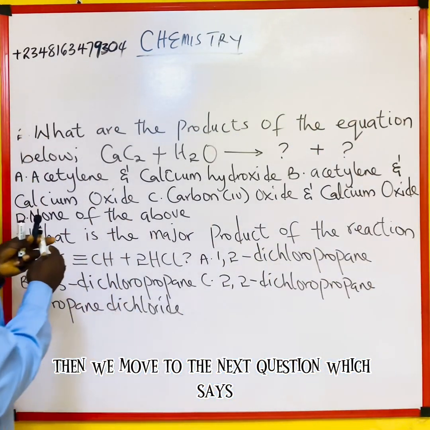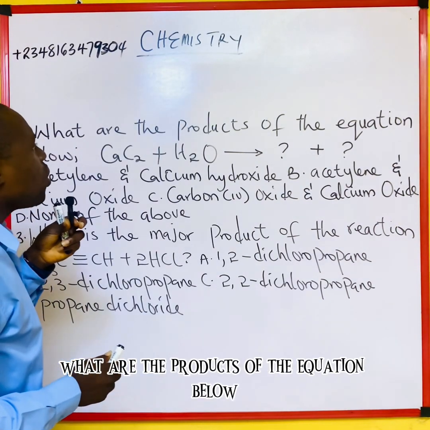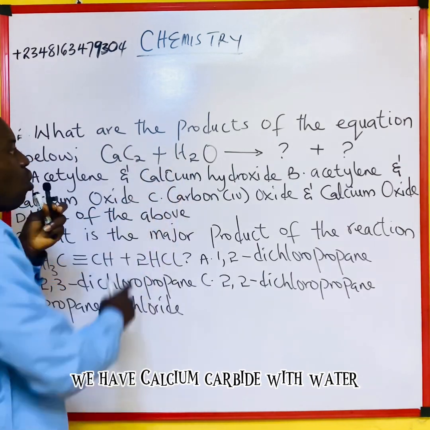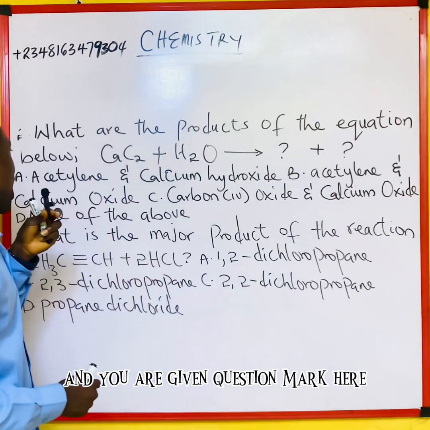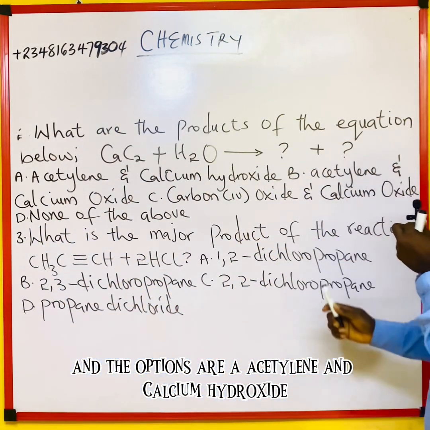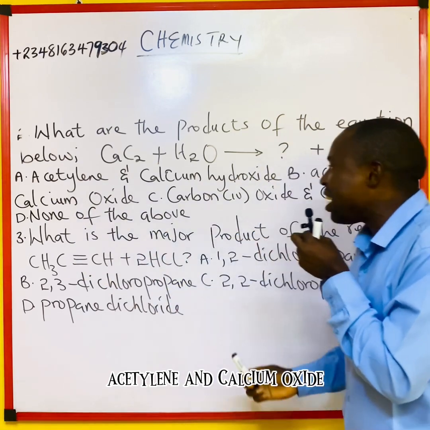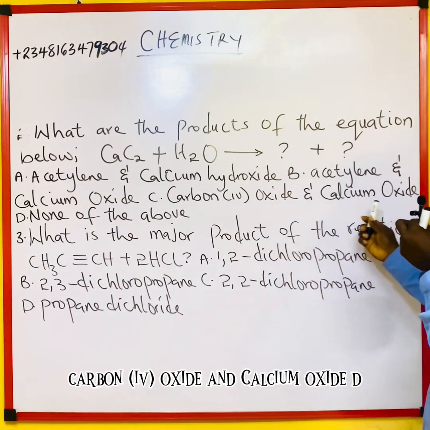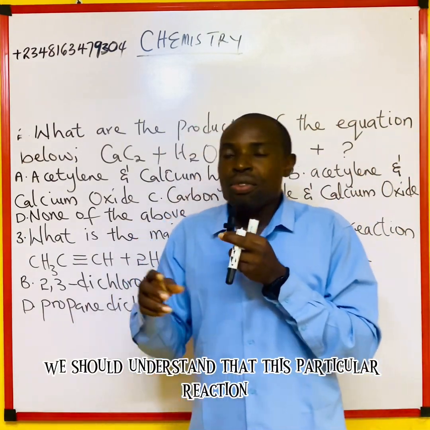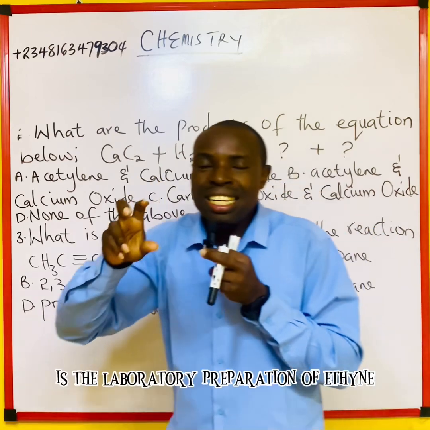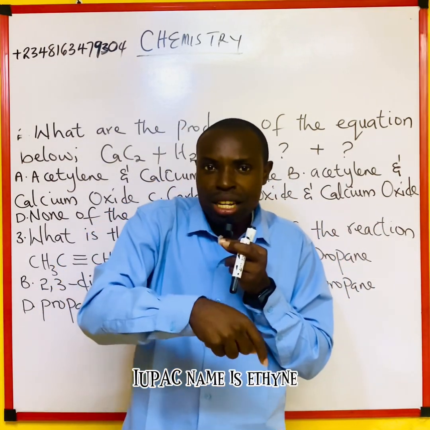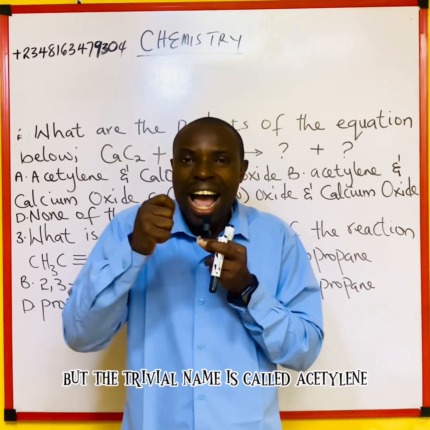Then we move to the next question, which says, what are the products of the equation below? We have calcium carbide with water, and you are given a question mark here. The options are A, acetylene and calcium hydroxide; B, acetylene and calcium oxide; C, carbon(IV) oxide and calcium oxide; D, none of the above. This particular reaction is the laboratory preparation of ethyne. The IUPAC name is ethyne, but the trivial name is acetylene.